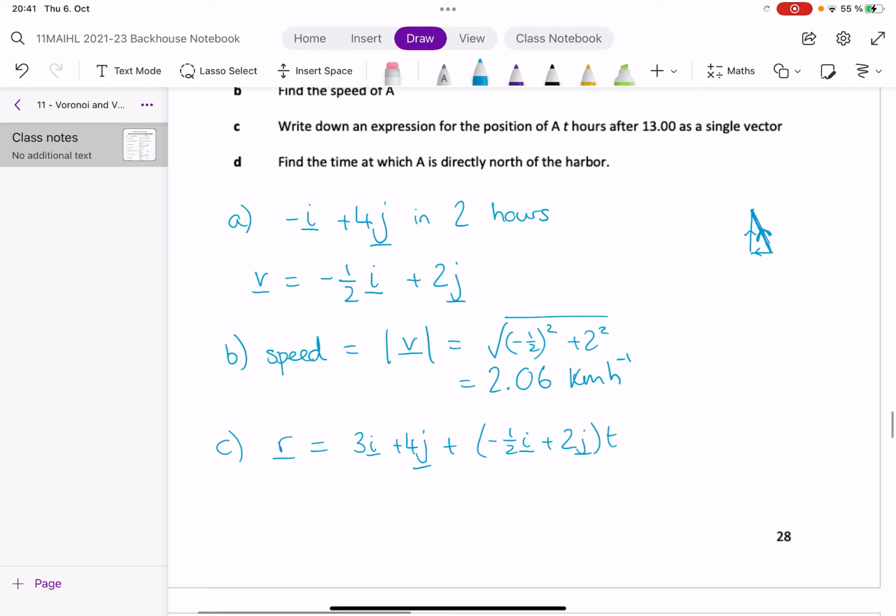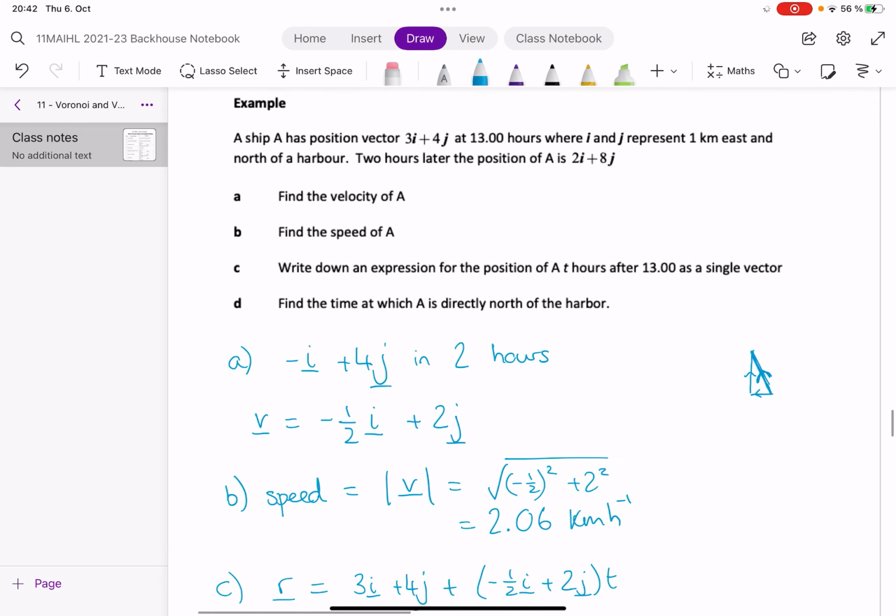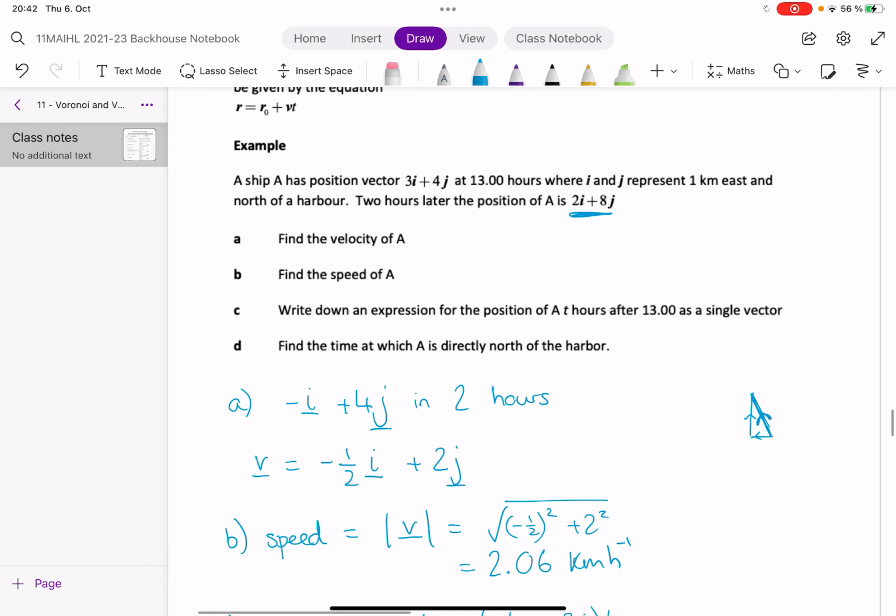It says to write it as a single vector, so I'm going to combine the i components, 3 minus a half t i, and then the j components, 4 plus 2t j. Okay, so that is going to give us its position at any point. If you wanted to check that things were going on track, you could substitute in time is 2 and make sure you get 2i plus 8j. That would be a good way of checking that you're on the right track.